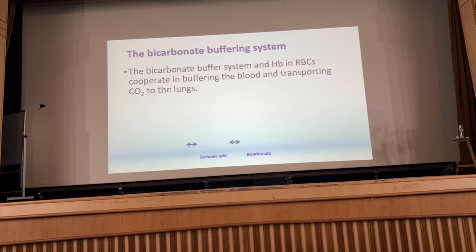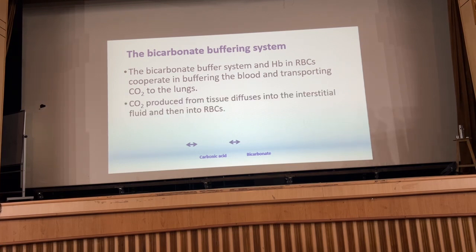CO2 makes the bicarbonate buffering system of blood. What makes the buffer of the blood? This is important. It is the bicarbonate buffering system in blood, and CO2 produced from the tissue diffuses into the interstitial liquid, and then from that into the plasma and into the RBCs.